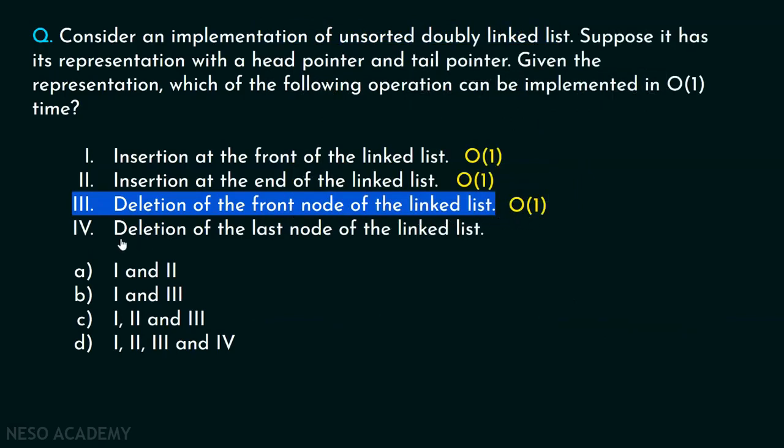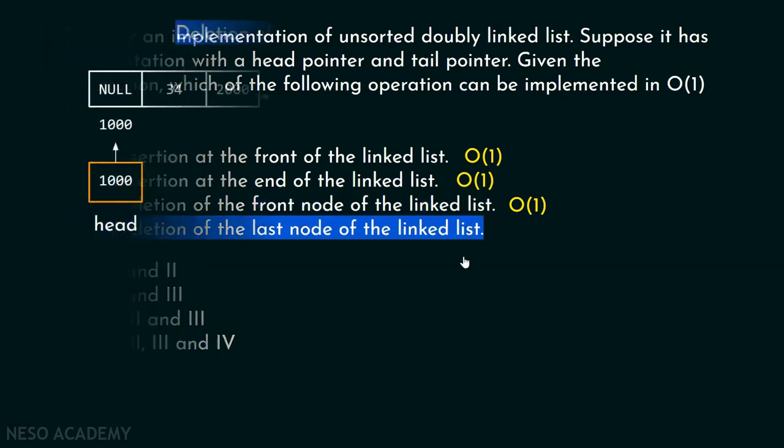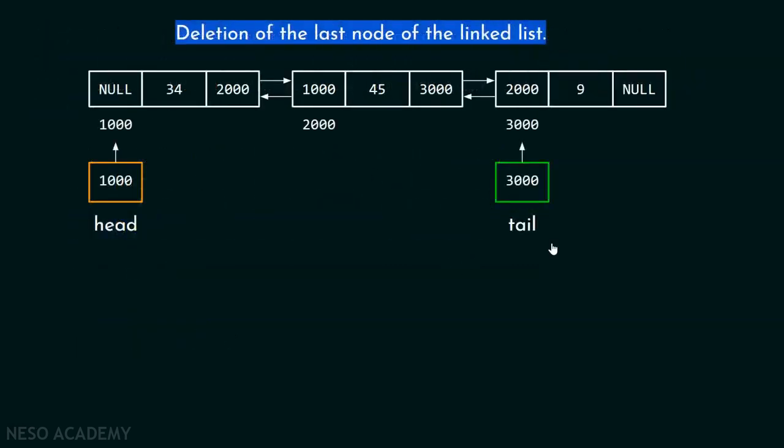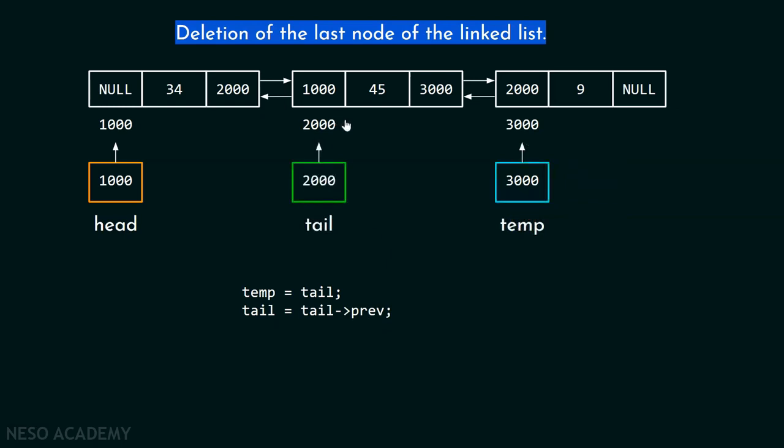Now let's see how much time deletion of the last node of the linked list will take. If we want to delete the last node of the linked list, we need a temp pointer for this purpose that must point to the last node. We can do this by using this line of code, temp equals to tail. There is no need of any traversal because we already have a pointer pointing to the last node, right? We just need a temporary pointer so that it can point to this node and we can delete this node using this pointer. And now we need to move our tail pointer towards left so that it can point to this node. For this purpose, we need this line of code, that is tail equals to tail prev. In this way, the tail will point to the second last node of the list.